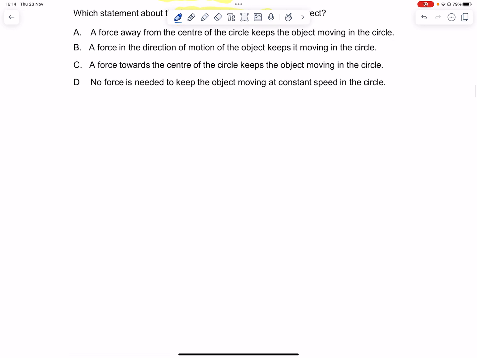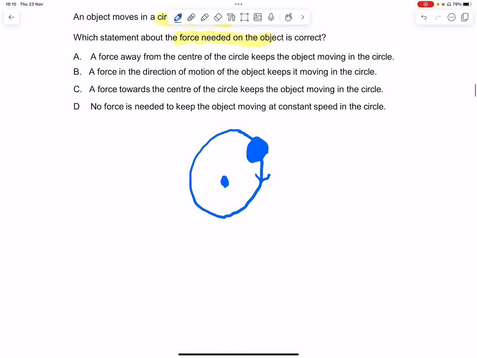Okay, so essentially, let's draw the center, and let's draw an orbit that the object takes, and the path it uses to travel around that center, which has a gravitational pull. So you see this object, it's traveling, let's say, in this direction. The question is essentially asking us, of all three of these options, which force keeps the object in its orbit or in its path? A force away from the center of the circle would essentially mean in this direction.